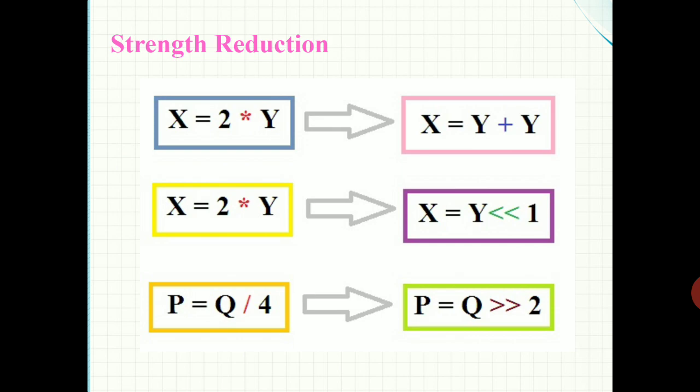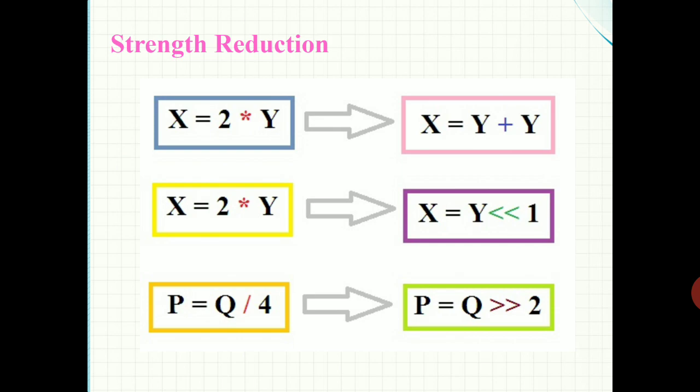Another example is p = q / 4. In order to perform the division, we can replace the division operation by a right shift. We want to divide the number 1000, that is 8, by 4. Then we have to perform two right shift operations to get the answer.